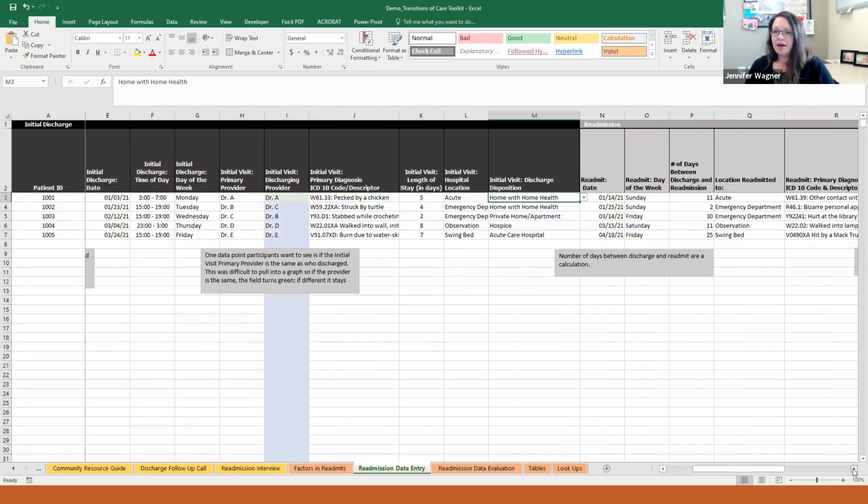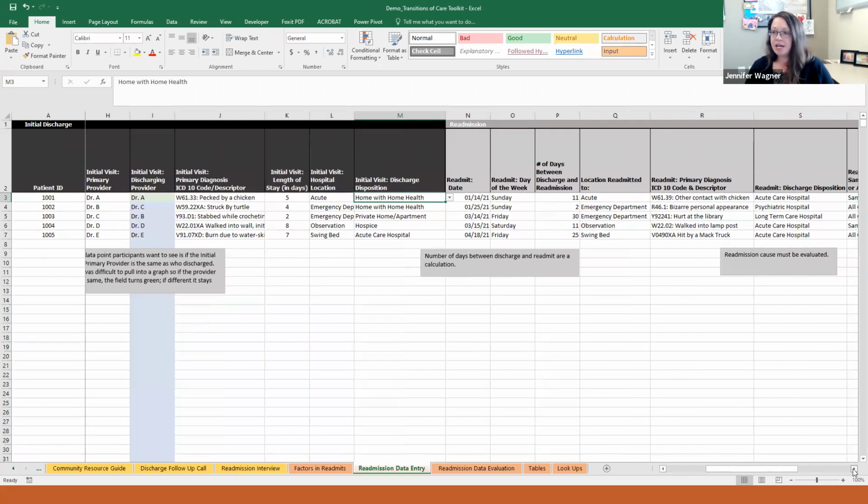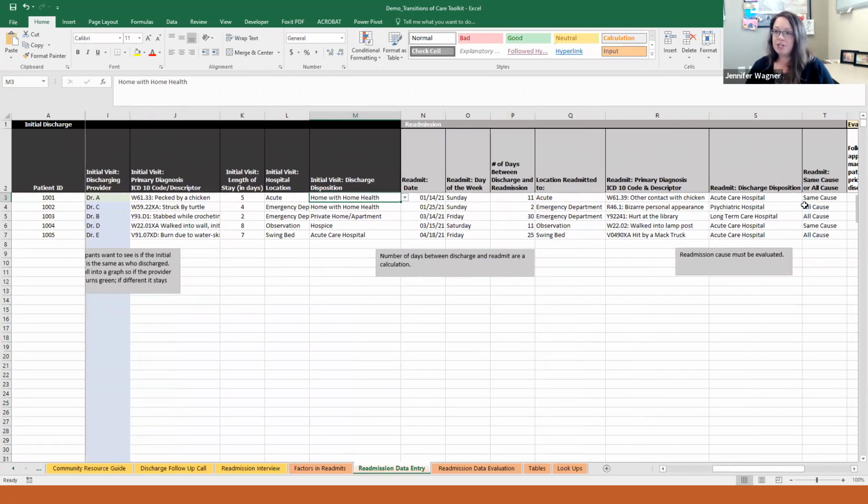We want to look at our initial visit primary diagnosis, and then here in the gray readmissions, we'll look at the readmit visit primary diagnosis to identify if it's same or all cause. We look at the initial visit length of stay. Did they stay long enough, or were they discharged too soon? And where that location was to, and then where they went afterwards.